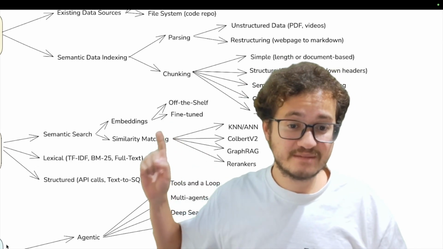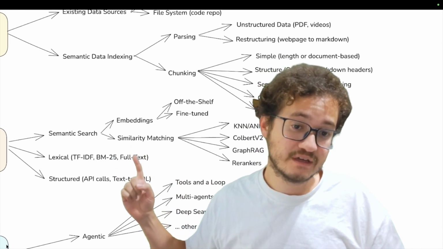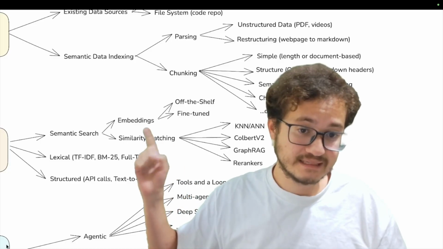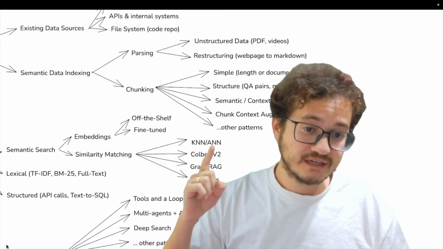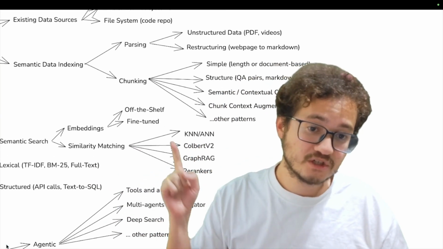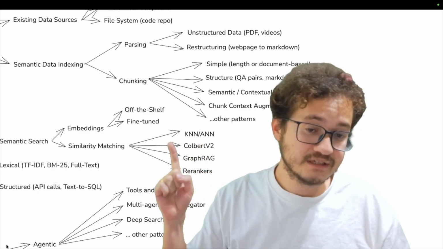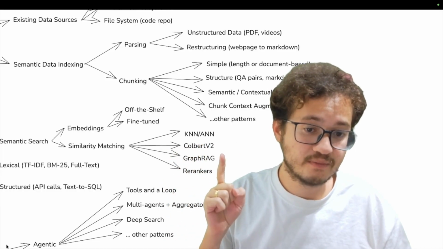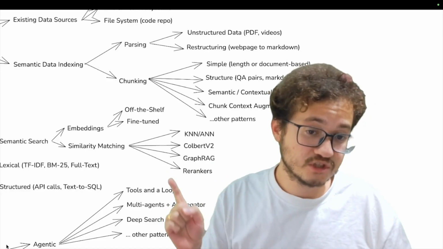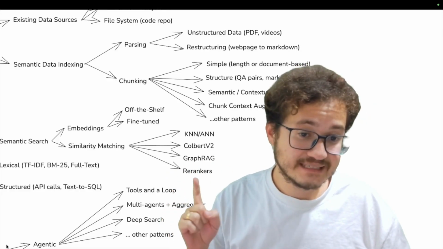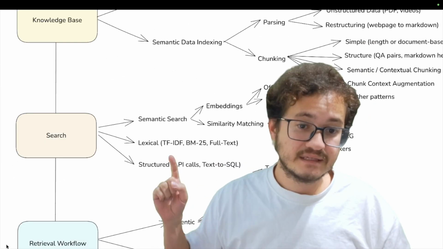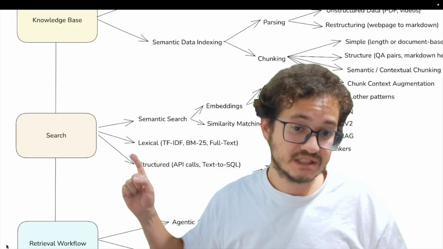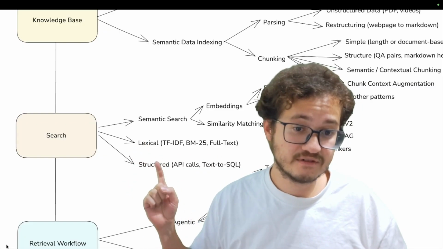Then after having those embeddings, you have different techniques on how you can find them later and rank for the best similarity. When we talk about vector databases, in almost all cases we're talking about KNN or ANN, but there are also different techniques like ColBERT v2 or the graph RAG that got super popular. And then once you have those matching results, you can re-rank them to prioritize the signal over the noise to the LLM.